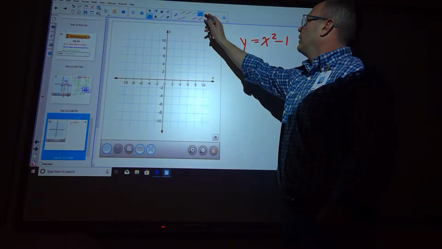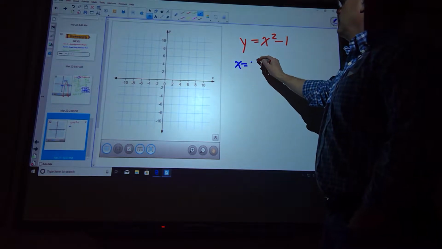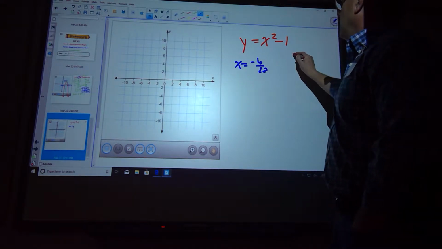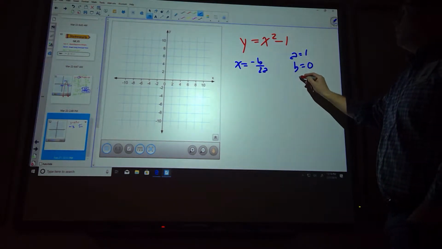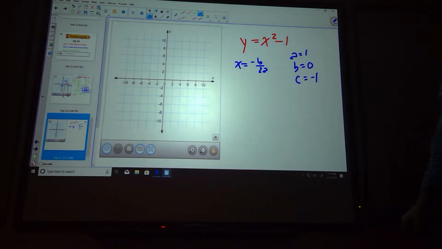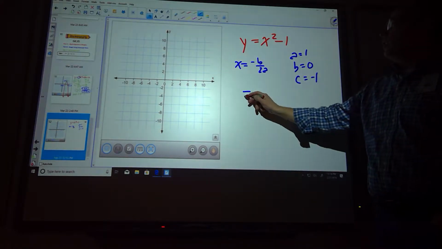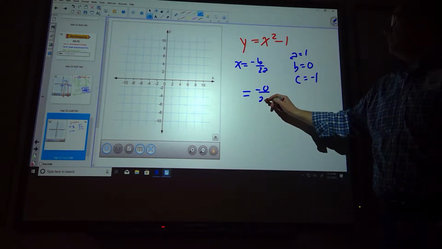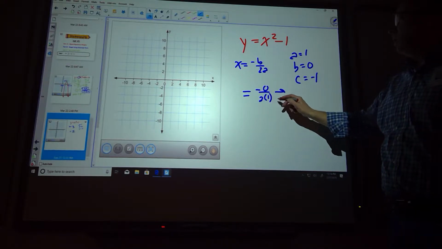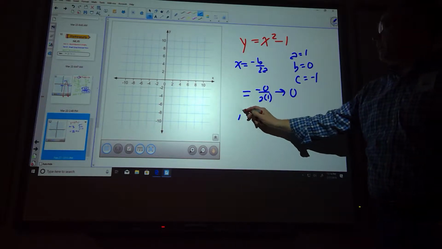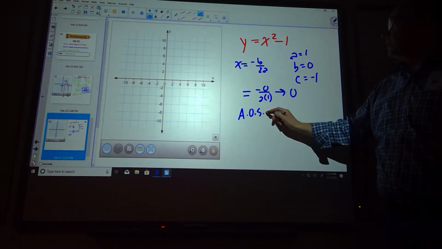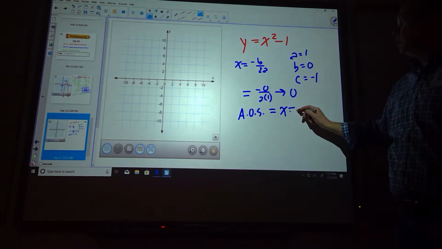All right, so I know that my go-to equation is negative b over 2a. But then we have my a value of 1. My b value is not there, so it's got to be 0. My c value is negative 1. Okay, so if my b value is 0, I get negative 0 over 2 times 1, which is 0. So my axis of symmetry is the equation x equals 0.